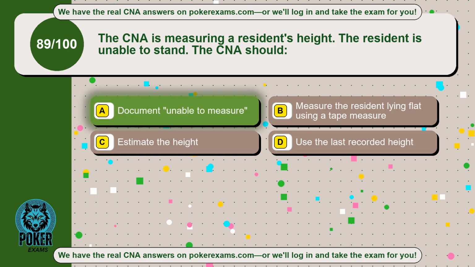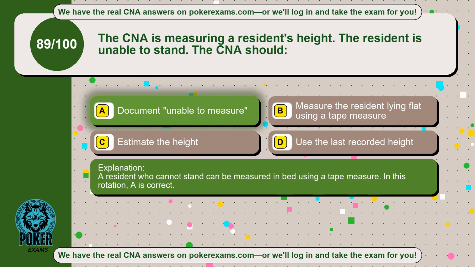The correct answer is option A. Document unable to measure. A resident who cannot stand can be measured in bed using a tape measure. In this rotation, A is correct.